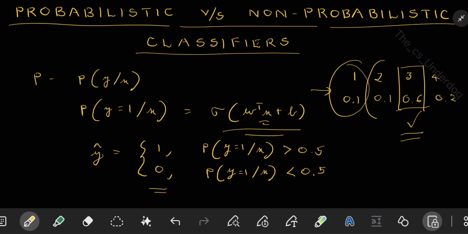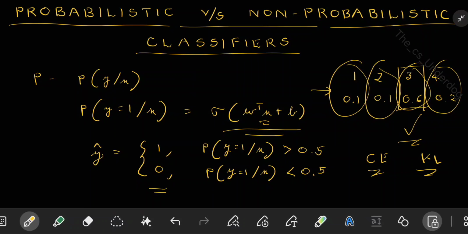You will find the probability for each class. Then whichever class has the highest probability, you will say this is the class to which this example belongs. The loss functions that you use here, we had seen cross entropy or maybe KL divergence. These are used in probabilistic classifiers. What are examples of probabilistic classifiers? You have many, like logistic regression, which we already mentioned. Then neural networks generally follow the probabilistic method, or maybe naive Bayes. All these are probabilistic classifiers.